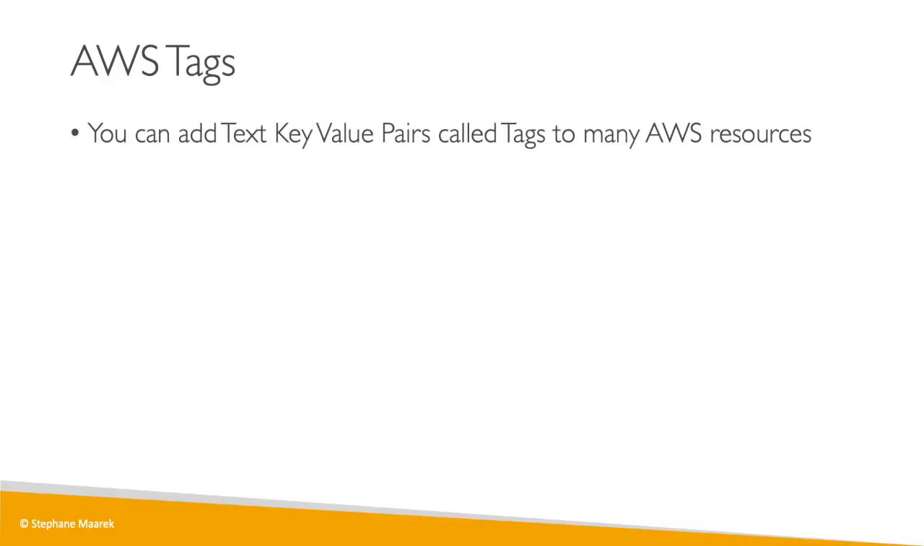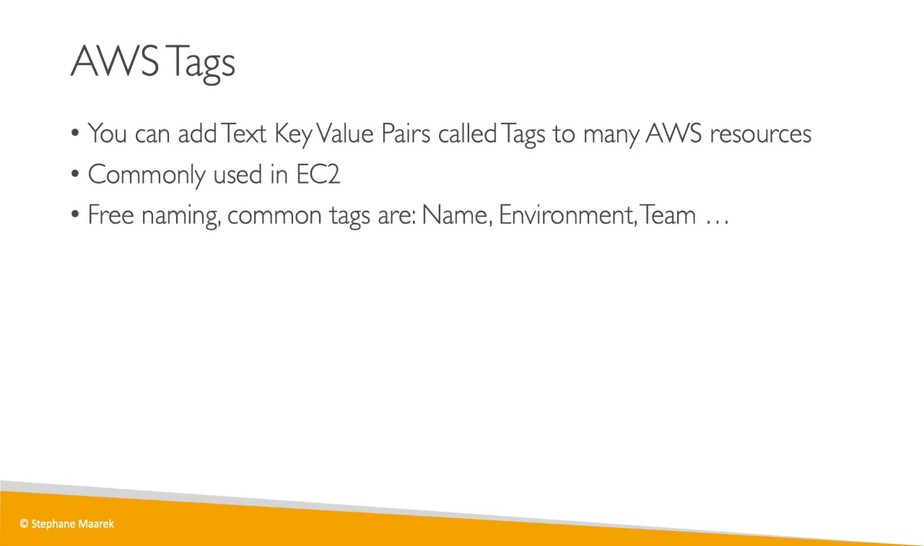So in AWS, you may know that we can use tags. And tags are basically key value pairs of text, and they can be attached to many different AWS resource kinds. The most commonly used is EC2, obviously, but they can be attached to many different services. So you have free naming convention. You can name whatever you want for the tags, but common tags are going to be name, environment, team, whatever you want. And they're used for many different things.